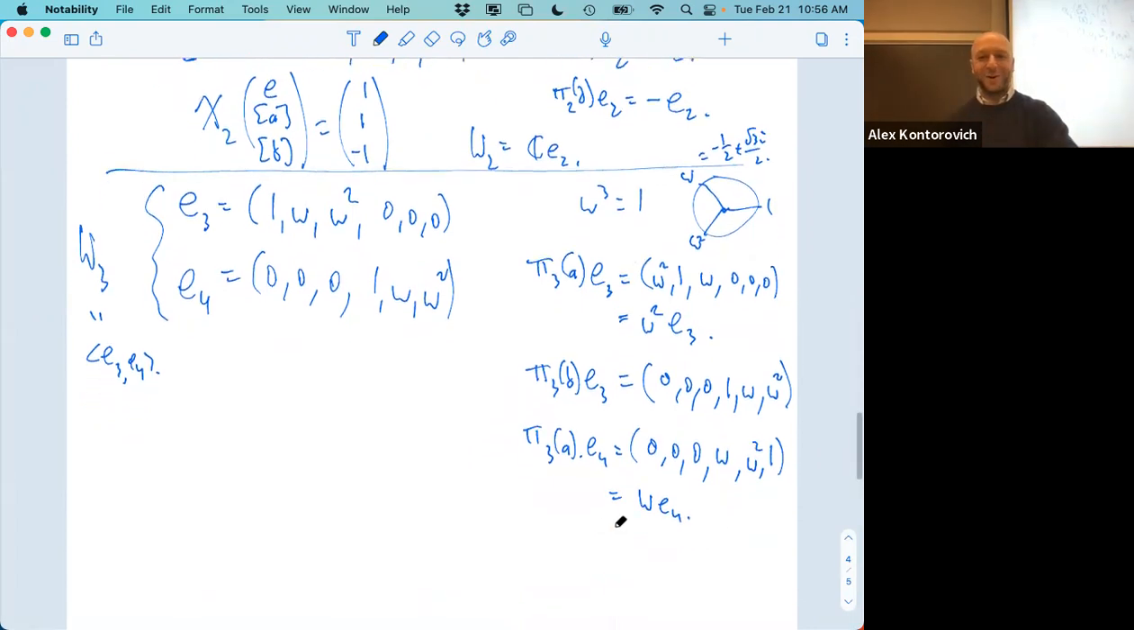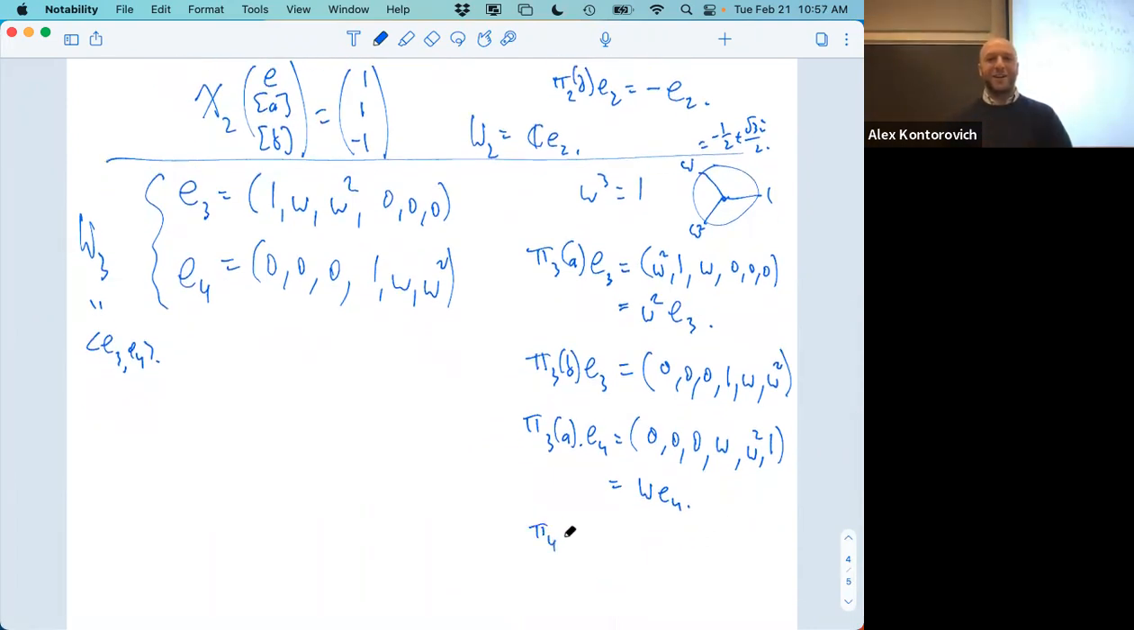Yeah, we're almost done. I need one last calculation, which is pi 3 of B acting on E4. What does pi 3 of B do to E4? Well, B is an involution. So if it sends E3 to E4, it has to send E4 back to E3. And you can see easily that that's exactly what it does. It sends B, A, A, B to E, A, A, B. This is E3.